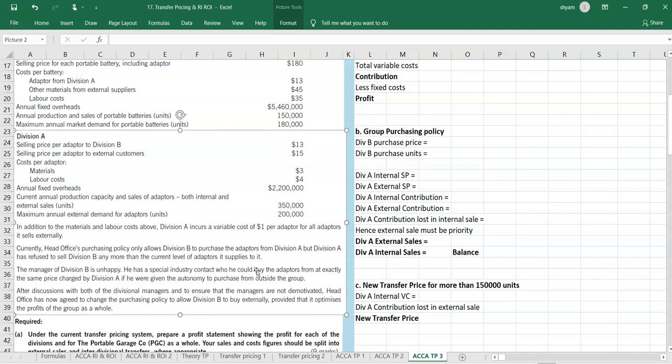That becomes another question. Then after discussion with both of the divisional managers, and to ensure that the managers are not demotivated, head office now agrees to change the purchasing policy to allow division B to buy externally. So they can buy externally also, provided that it optimizes the profits of the group as a whole. Provided the profit of the company goes up, then they are willing to allow it. So that's about the concept here.